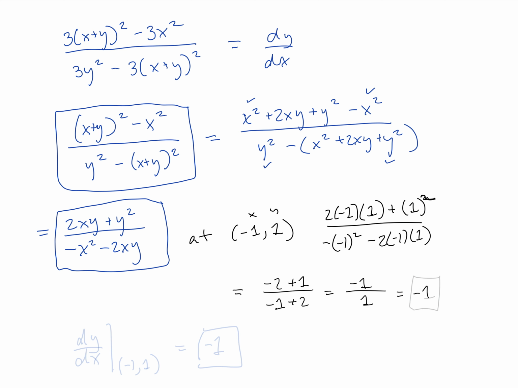And we're left with negative 1 as our derivative of y with respect to x at the point (negative 1, 1). So dy/dx evaluated at (negative 1, 1) is negative 1.